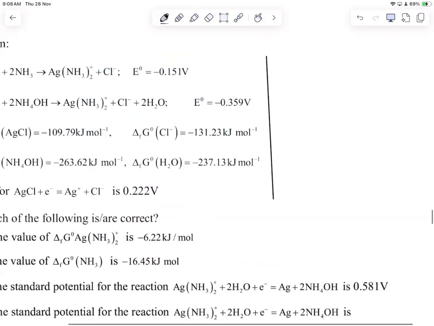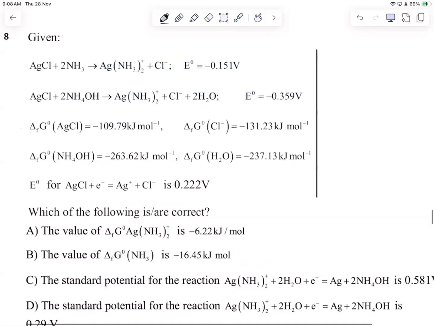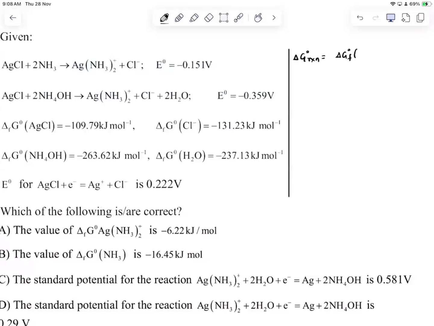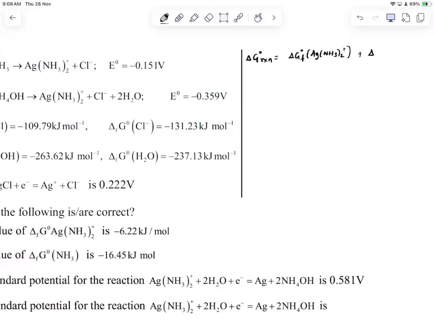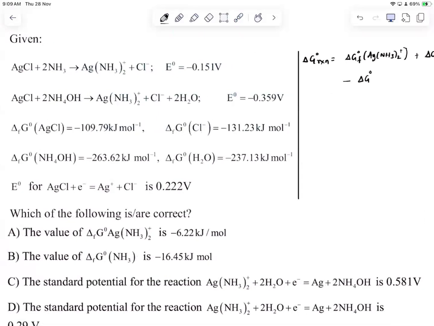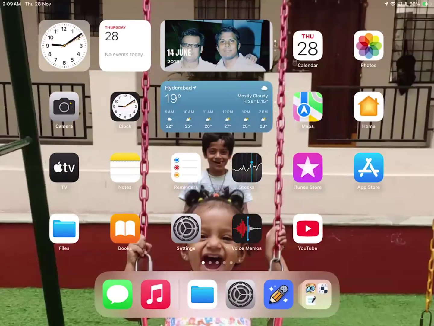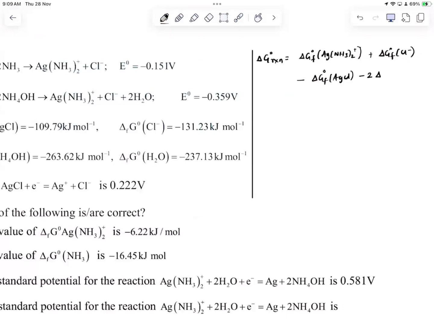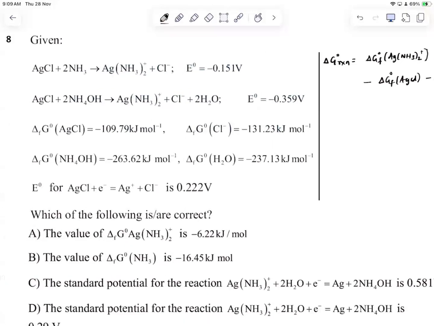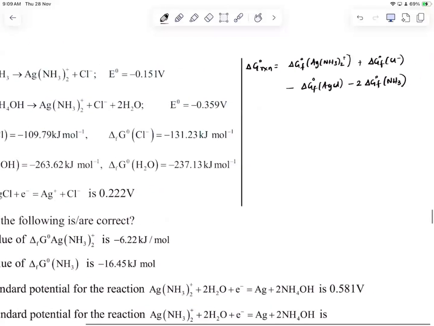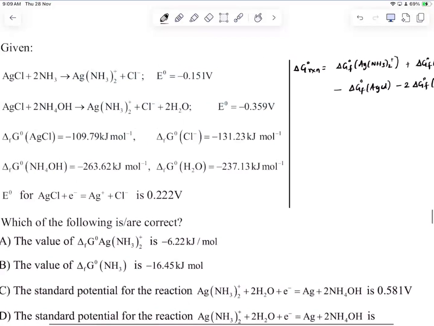See, first, we need to use the first equation to get the first option here. See, I require this value, and overall delta G naught of the reaction, let me write down. Delta G naught of the reaction will be equal to delta G naught formation of Ag(NH3)2 plus, correct, plus delta G naught formation of Cl minus, minus delta G naught formation of AgCl, and that minus 2 times delta G naught formation of ammonia. Okay, so these are the forms which we know, correct? Delta G naught formation of ammonia, 2 times of that. Okay, so let us put what all things that have been given here.